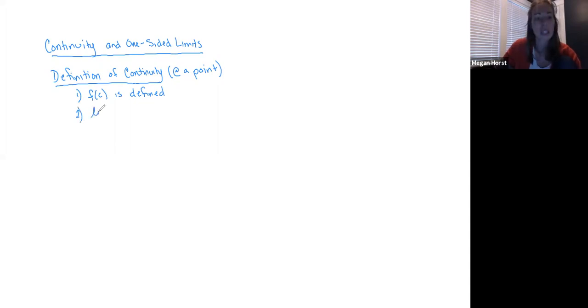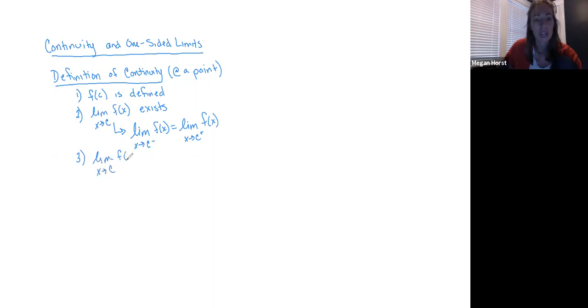The next is that the limit as x approaches c of the function exists. And just as a reminder, to verify that a limit exists, we need to prove that the limit as x approaches c from the left of f of x equals the limit as x approaches c from the right of f of x. And then our last one is that this limit equals f of c, because I'll show you what that relates to in just a minute.